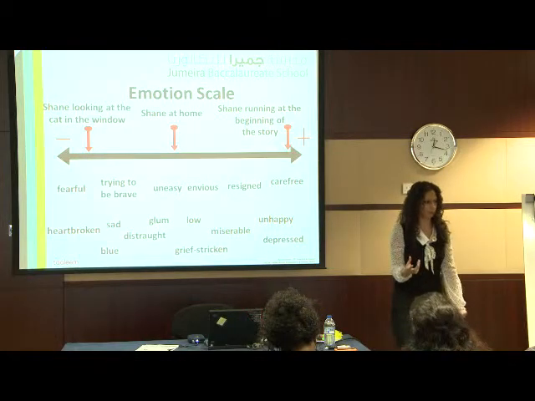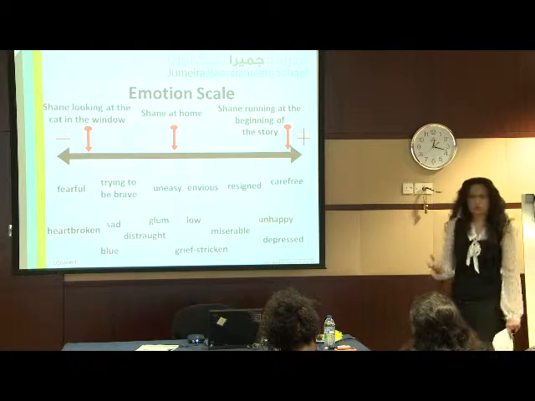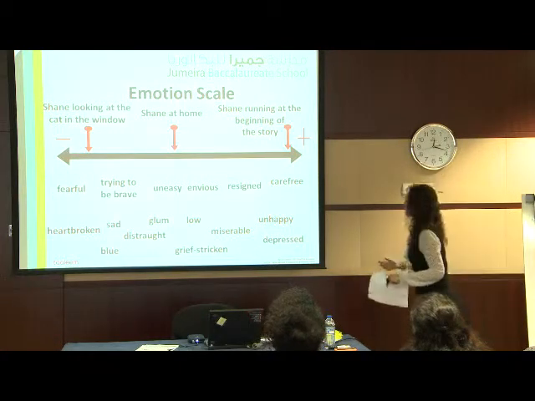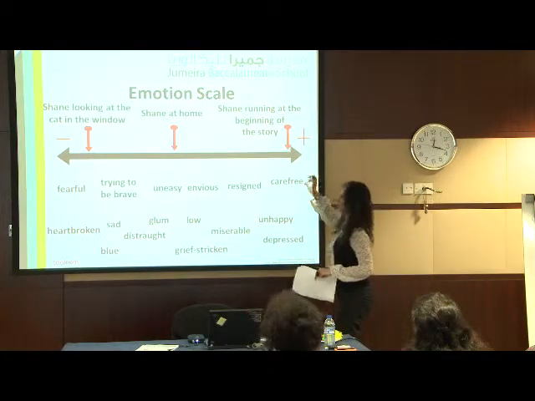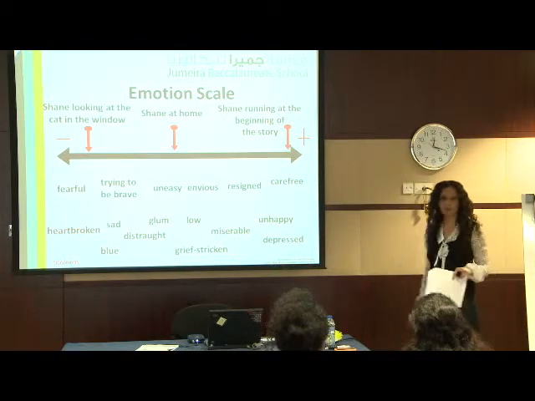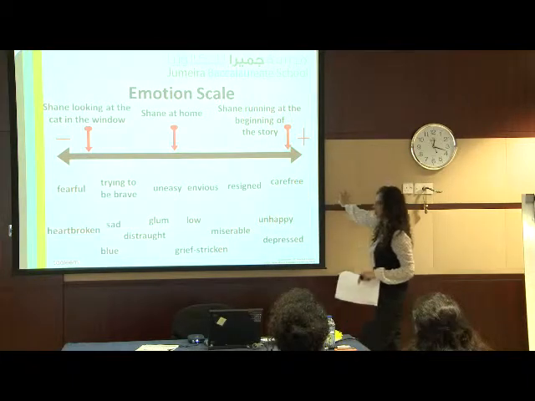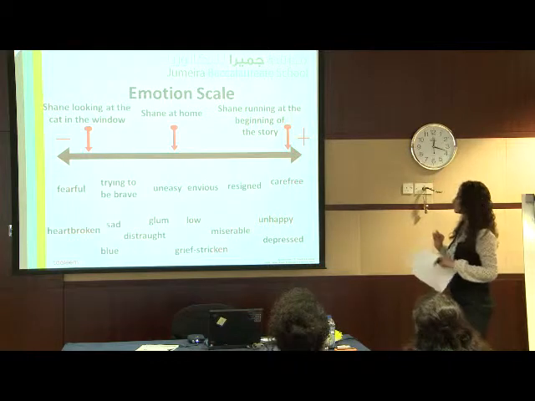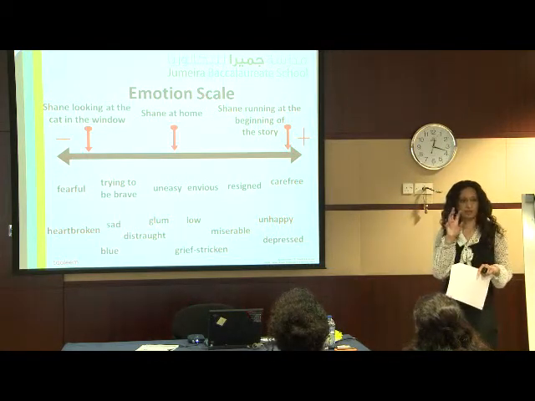When would sad be appropriate? When would grief-stricken be more appropriate? When would distraught be appropriate? And thinking and discussing around those structures. Again, you can use the emotion scale for different scenes. So I've got 3 different scenes at the top from Way Home, and different emotions in the row above. So fearful, trying to be brave, uneasy, envious, resigned, carefree. Those are different emotions that Shane felt.